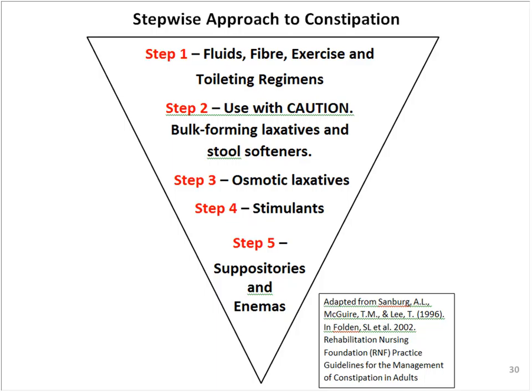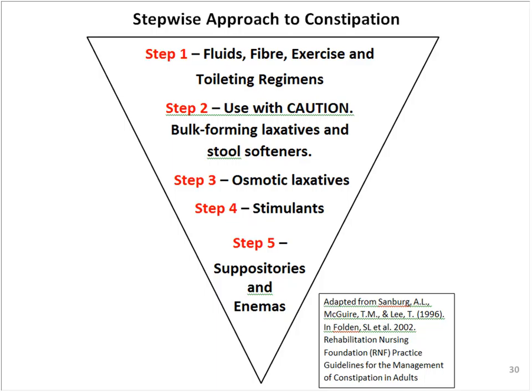They have step one, just what we've spent quite a bit of time talking about: fluids, fiber, exercise, and toileting. Step two is used with caution: bulk-forming laxatives and stool softeners. This is pretty much moved out of long-term care, where it used to be fairly common to be using lots of Metamucil and Colace and stuff, and now that's less and less common.